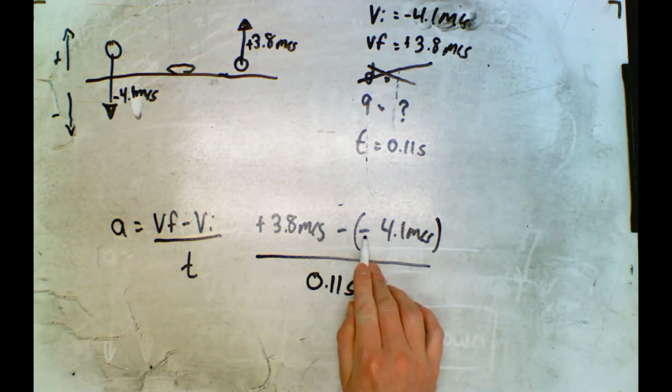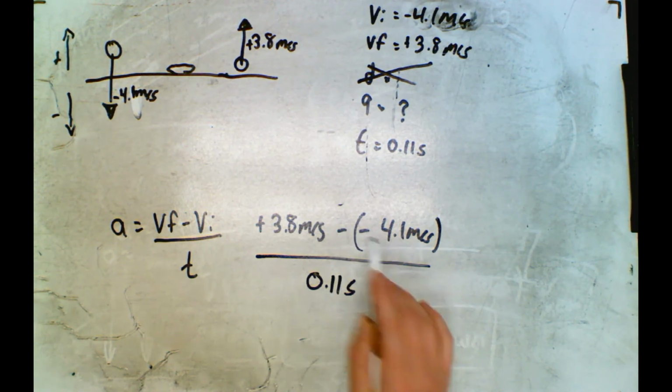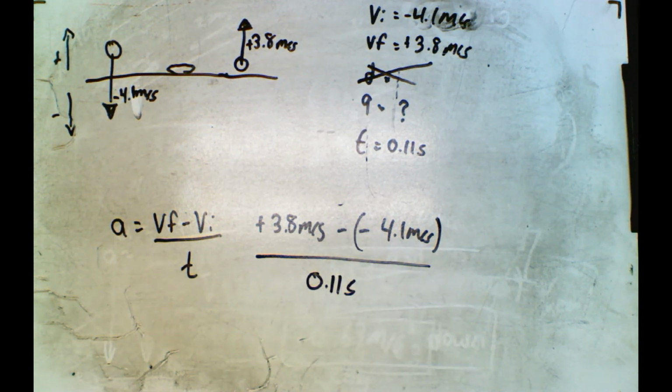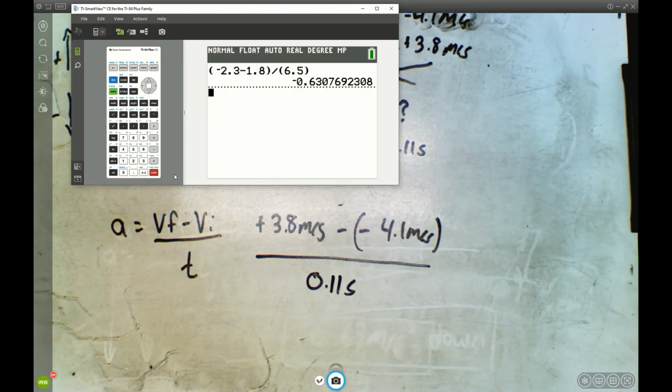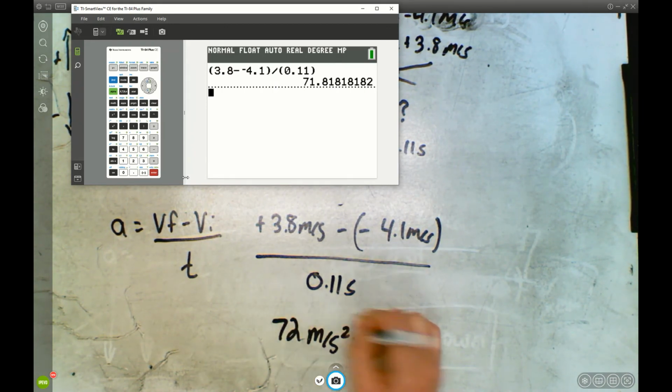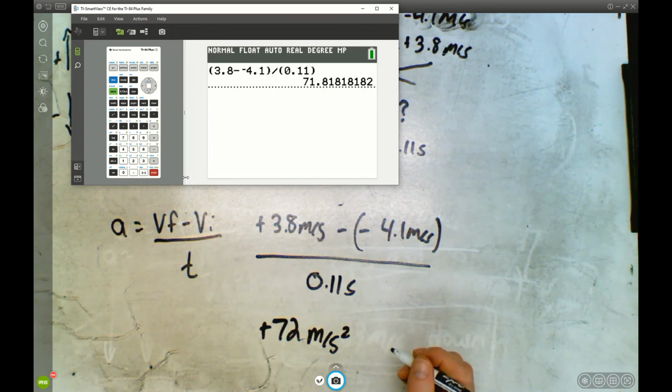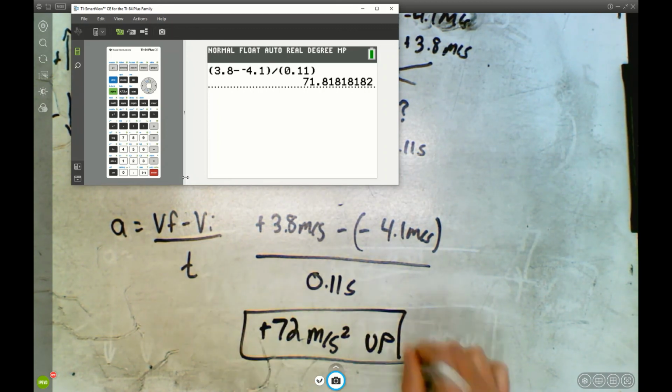And you can see this negative makes it positive, which changes your answer quite a bit if you didn't put that on there. So on top we have positive 3.8 minus negative 4.1 divided by 0.11. And we get to 2 sig digs, we get 72 meters per second squared. It's positive. We need to include direction, which is up, because it's not just asking for the magnitude, so that would be our final answer.